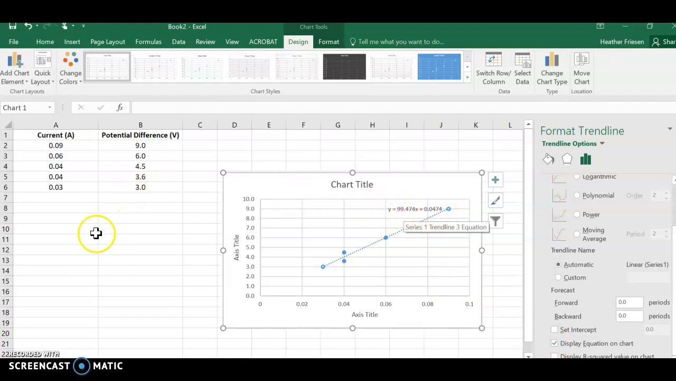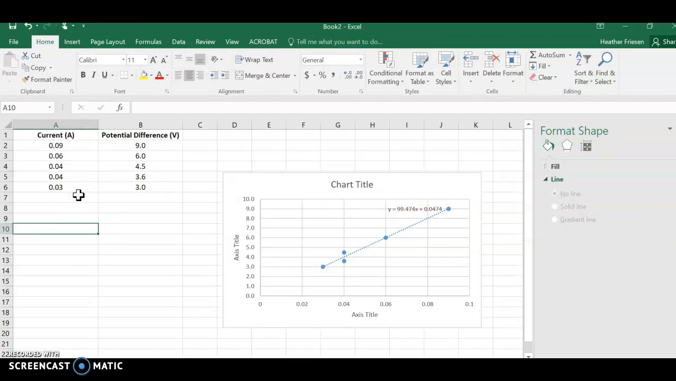And then I'll get my equation. And I know that my equation for the straight line is y equals mx plus b, where m is the value of the slope of the line. And in this case, that's 99.474. Since my data is recorded to 1 decimal place, I'm going to round that off to 99.9. And of course, that is equivalent to my resistance in this circuit, which is measured in the unit ohms.